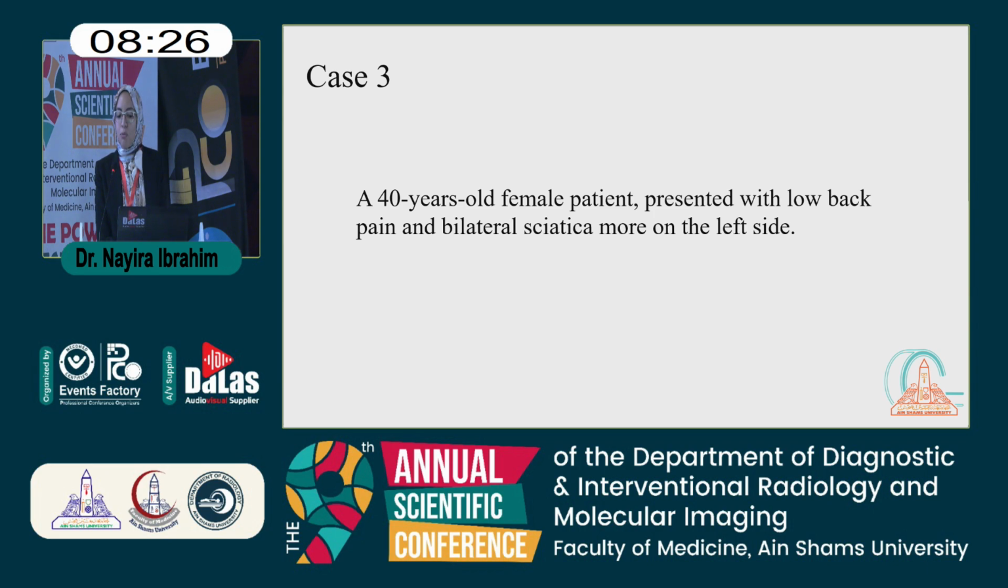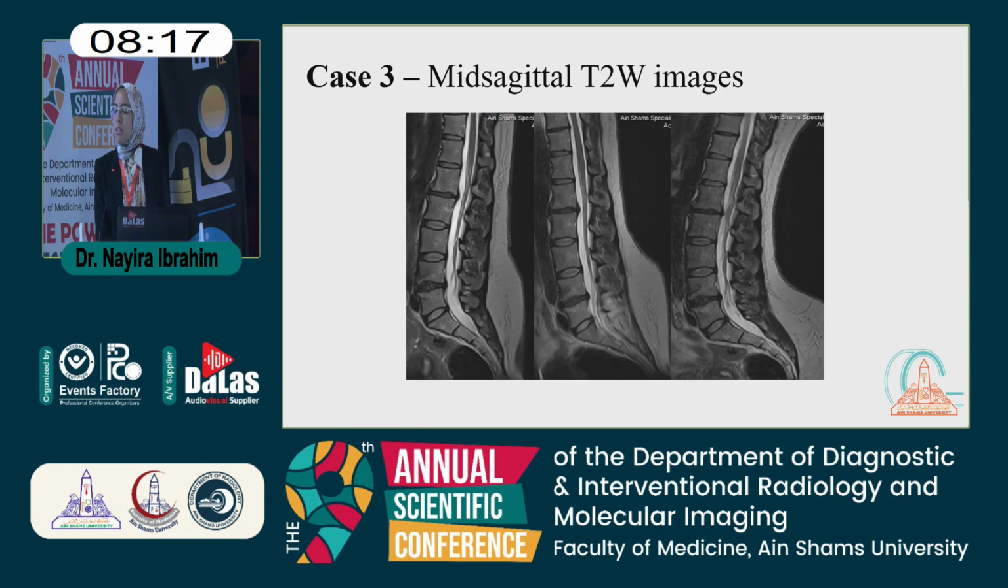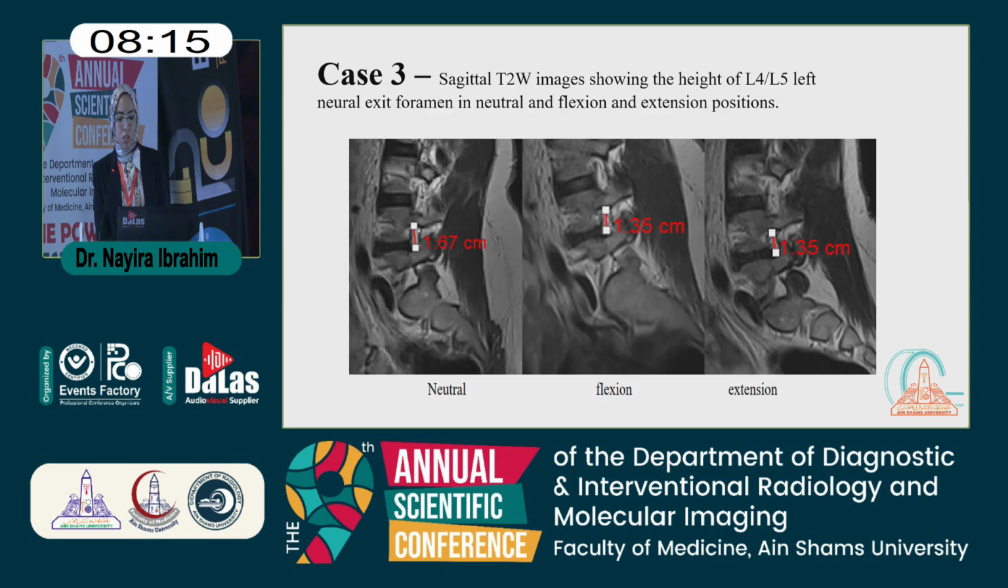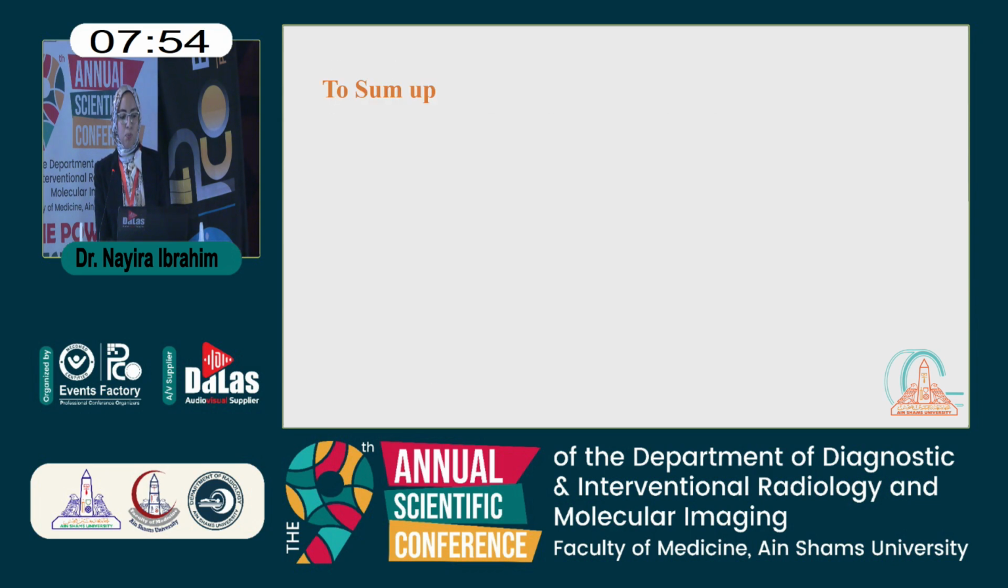Our last case is a 40-year-old female patient presented with low back pain and bilateral sciatica, more on the left side. Here are the mid-sagittal T2 images in the 3 positions. As we can see here, there is more affection of the L4, L5 left neural exit foramina on flexion and extension than in neutral position, with neural foraminal height measuring about 1.6 centimeter in neutral, while measuring about 1.3 centimeter in flexion and extension positions.